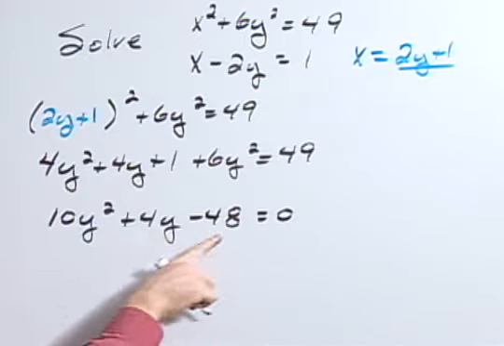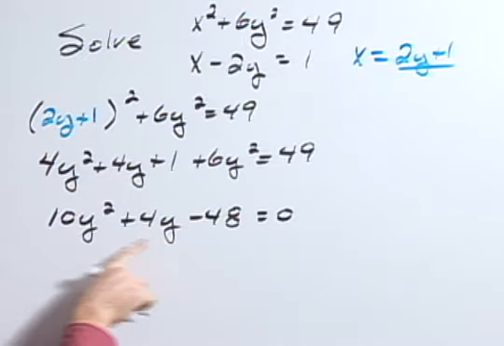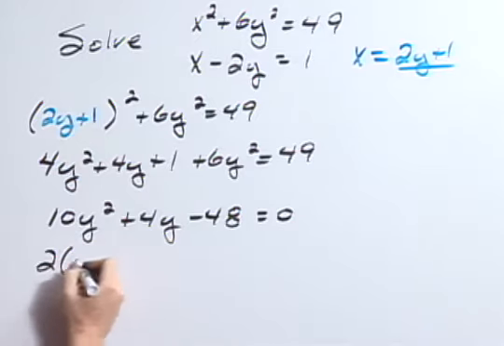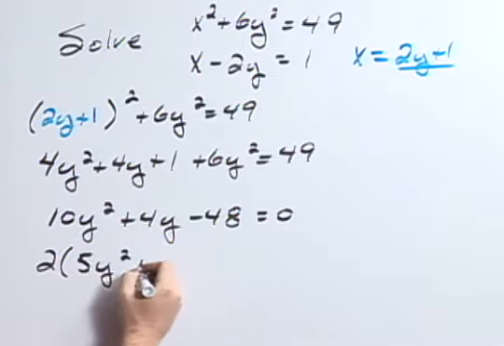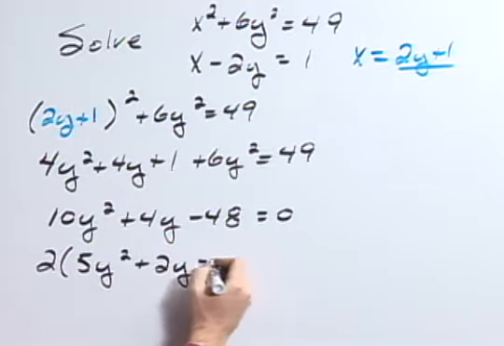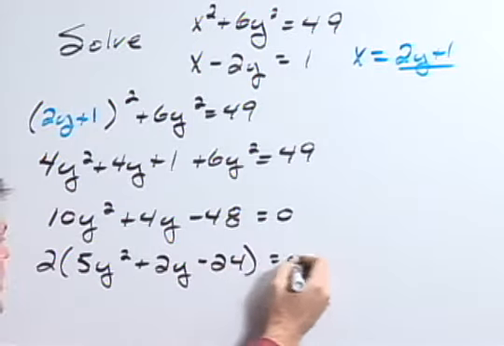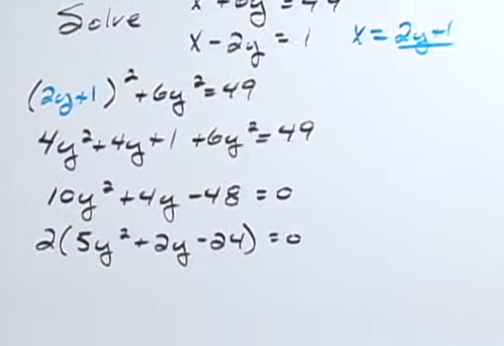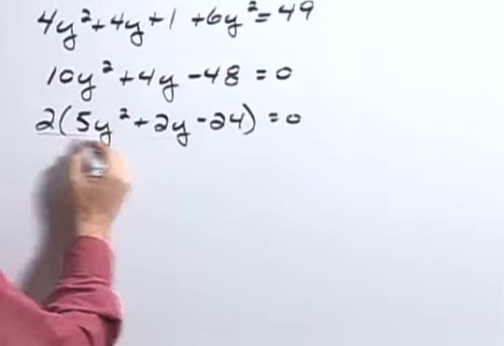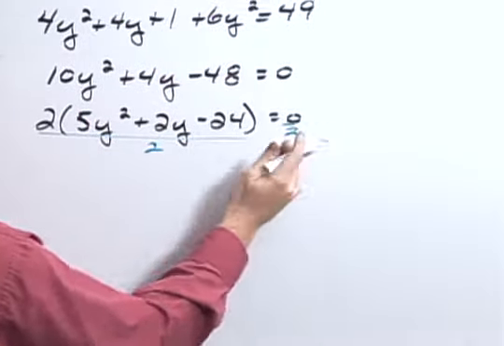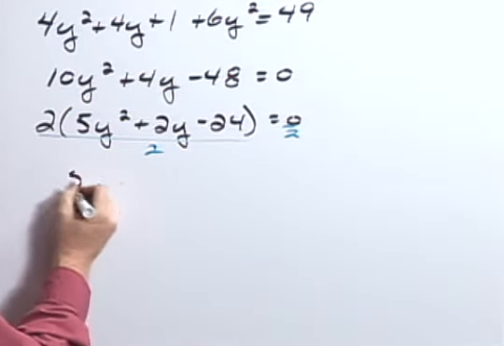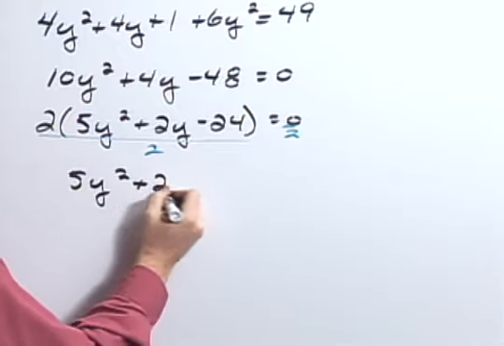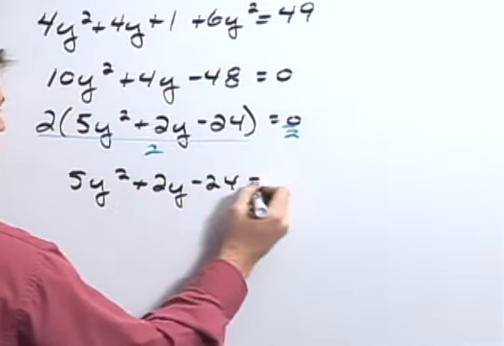I can try to factor that, but before I do, let's see if we can simplify by factoring something out first. In this case, a 2. So it would be 2 times 5y squared plus 2y minus 24 equals 0. And that 2 can actually go away, because if I divide both sides by 2, 0 divided by anything is still 0. So 5y squared plus 2y minus 24 equals 0.